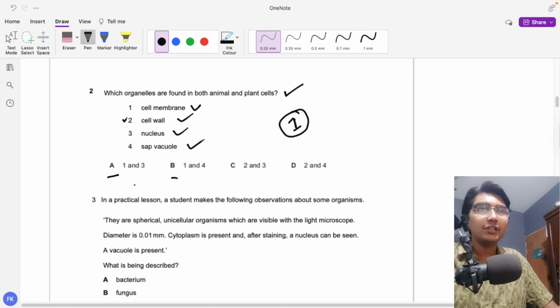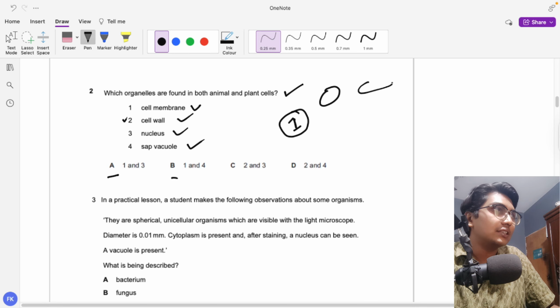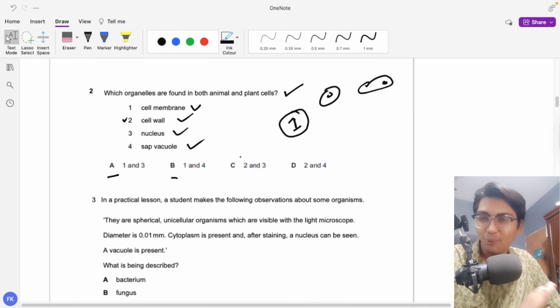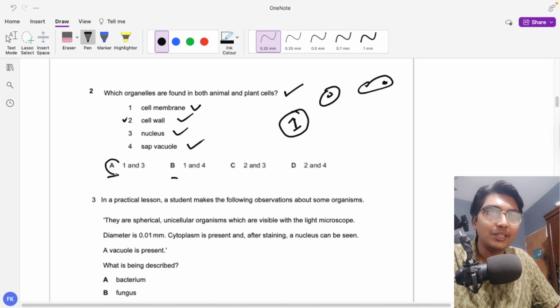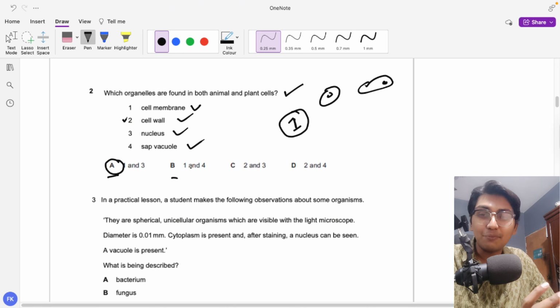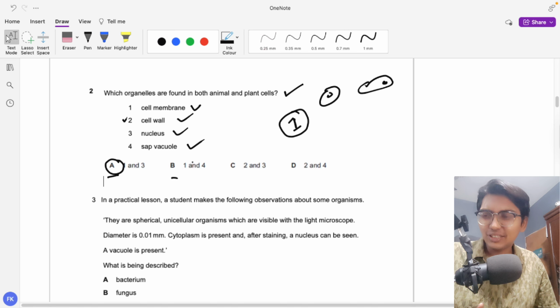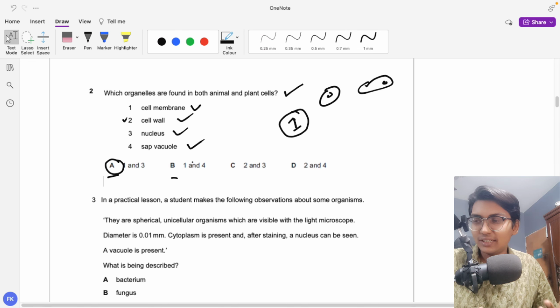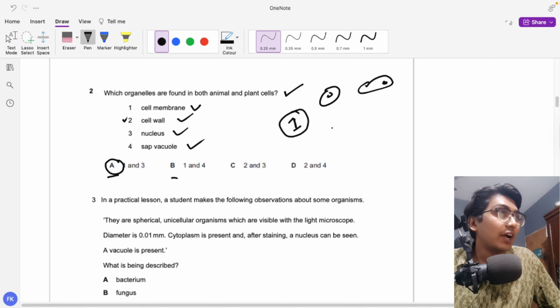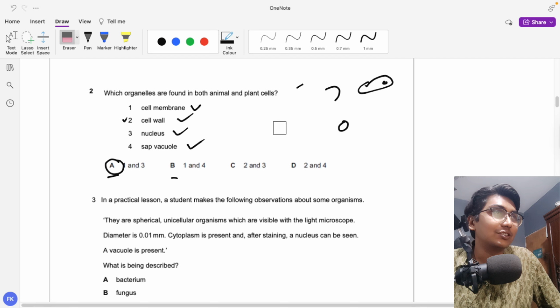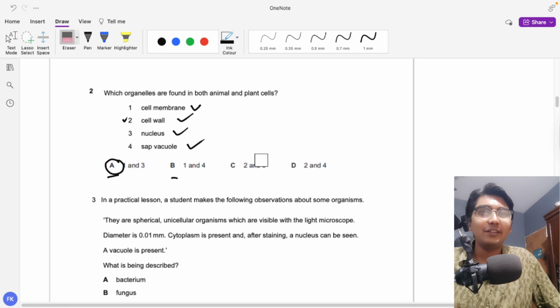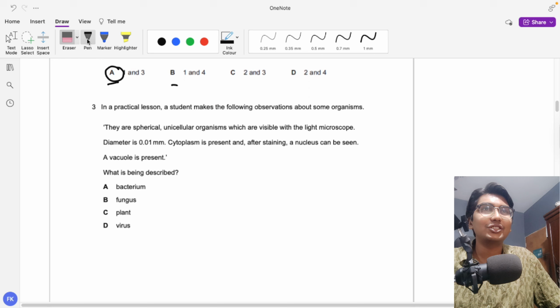Now, A is 1 and 3, nucleus, right? In both animal and plant cells, you will always see a nucleus, present in both of them. So the answer should be A. Why not B, sap vacuole? You can ask, sir, vacuole is present in some animal cells, right? But those are not permanent vacuoles like you see in plant cells. Those are very small. Okay, let's move on to the next question.